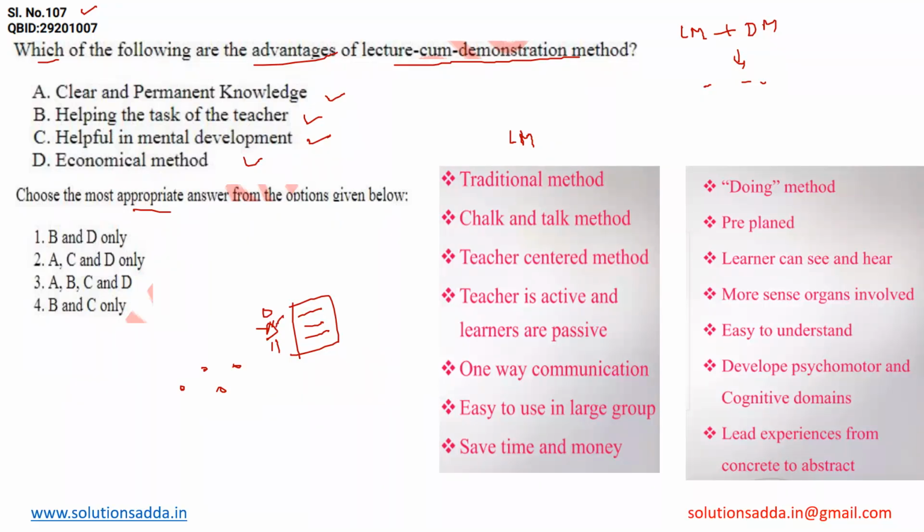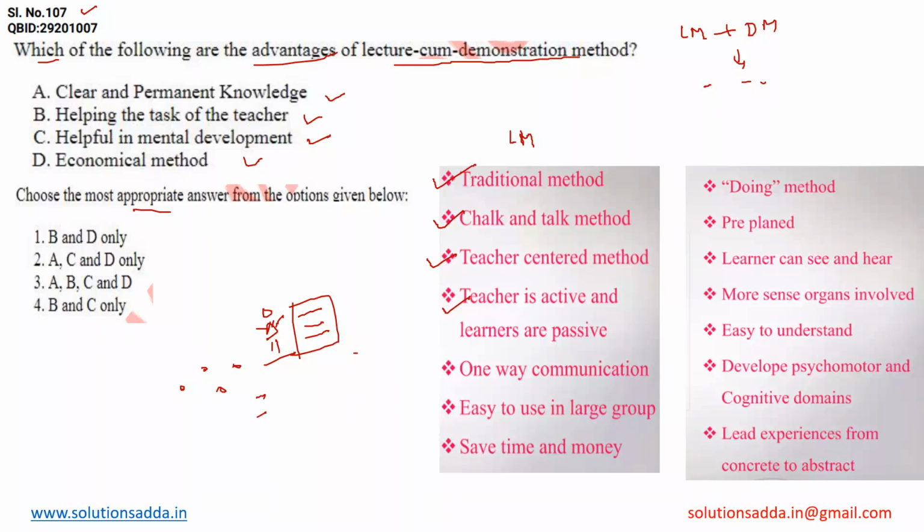So here only the teacher actively participates in the teaching learning process. The lecture method, also called the chalk and talk method, is one in which the teacher is the only central part of the teaching learning process, because the teacher is the only one actively participating. The teacher is active and learners are passive, because the learners are only listening to whatever the teacher says and writing in their notebooks.